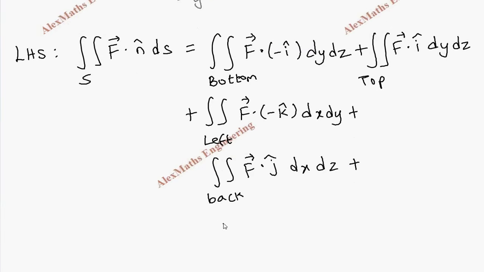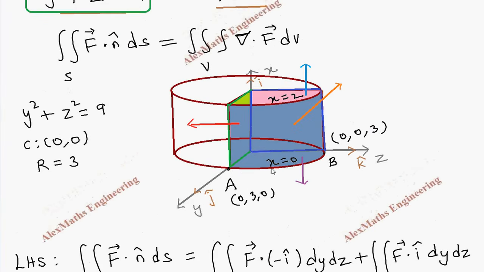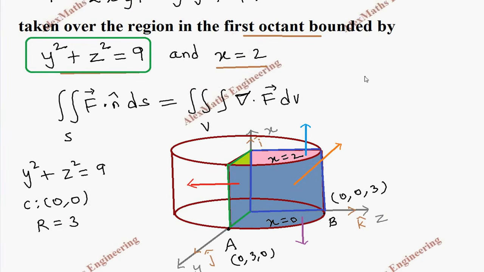This is the curved part, and from the diagram we take the double integral of the curved part, F vector dot n cap dS. So 1, 2, 3, 4, 5 regions we have: bottom, top, left side, back side, and this curved part, because all these cover the first octant.